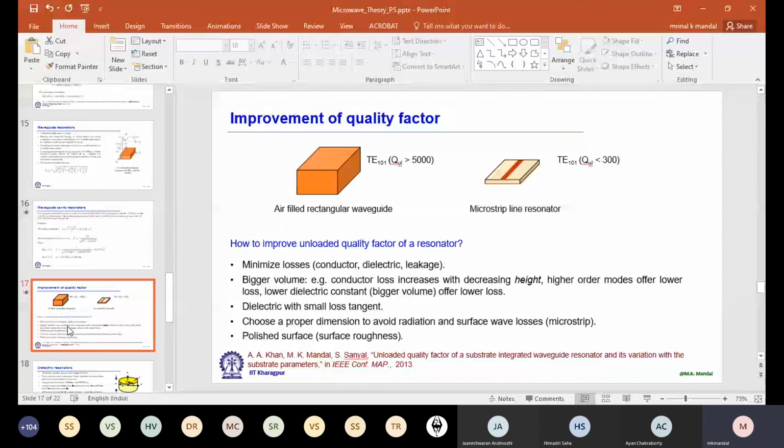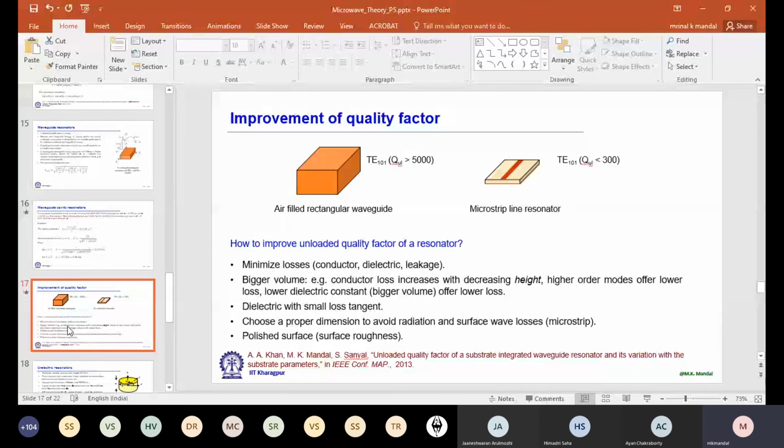What about volume? The volume is high, so according to the thumb rule, losses will be low. So you understood, the induced current density is much higher in microstrip line. And conductor loss is proportional to square of current, right? So loss for microstrip line is very high compared to this. That's why I gave you some numerical example. Q unloaded can be more than 5,000 even for a rectangular waveguide, easily more than 5,000.